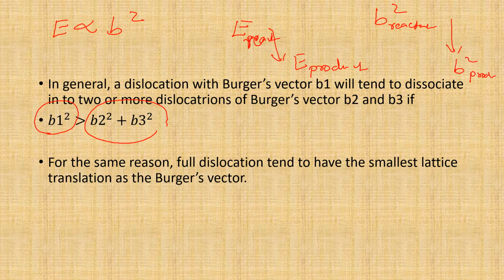Due to a dislocation reaction, the energy reduces, so the Burgers vector also reduces. So it should satisfy the condition: the square of the Burgers vector before the reaction must be greater than the sum of the squares of the Burgers vectors after the reaction.